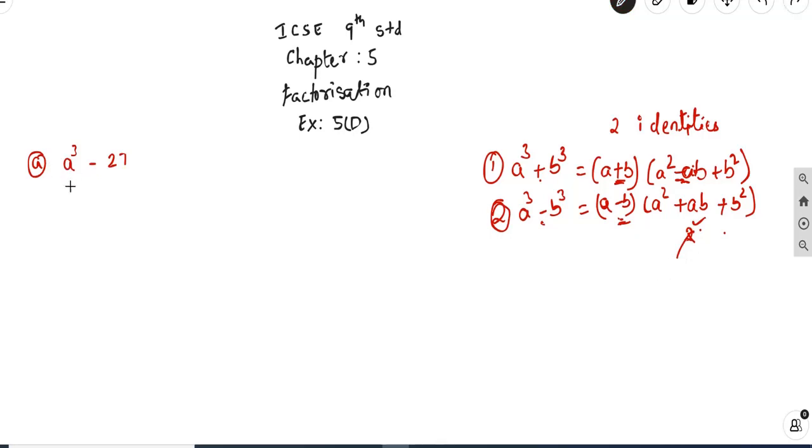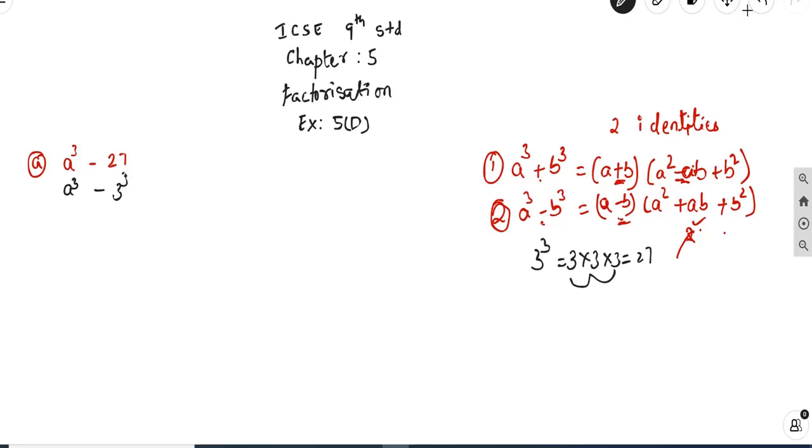So problem number A, how can I write this? a cube minus 3 cube. What is 3 cube? 3 cube is 3 into 3 into 3, which is nothing but 27. 3 threes are 9, 9 threes are 27. That's how I have written 27 as 3 to the power of 3.